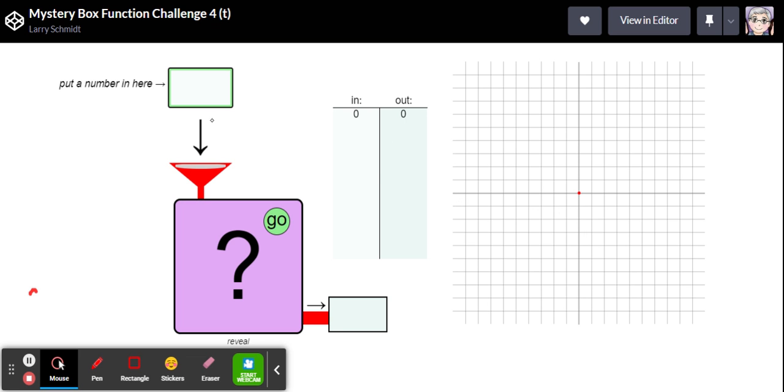Let's just put in another number and see. I'm going to put in 1. And that's giving me a -1 out. Okay, so if I look at the graph now, this looks like a line with a y-intercept of 0 and a slope of, well, it goes down 1 and over 1. So that'd be a slope of -1. So it might be just f of x equals -x. So basically making everything negative.